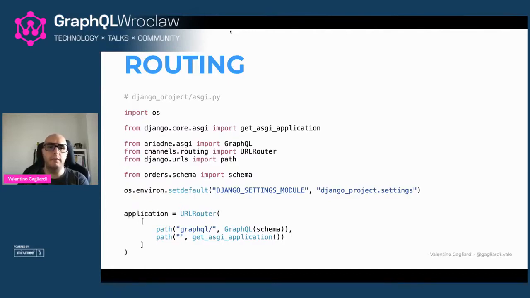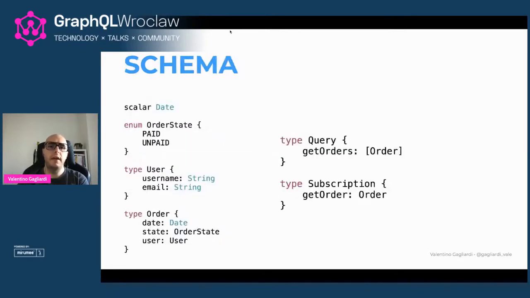This is an example of the asgi.py file. And here we load the schema, which we'll see again in a moment, from the order application. And we declare a URL router, which will serve both the GraphQL endpoint and any other view that the application has already in place. So the URL router is how you say to Django channels, load these ASGI applications and make the user happy.